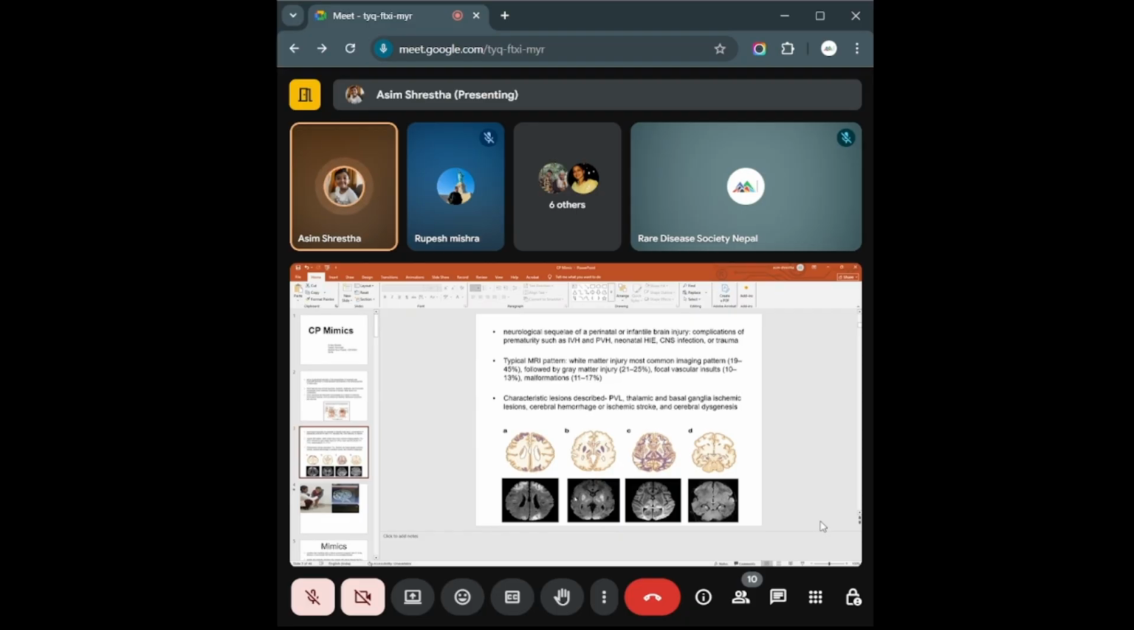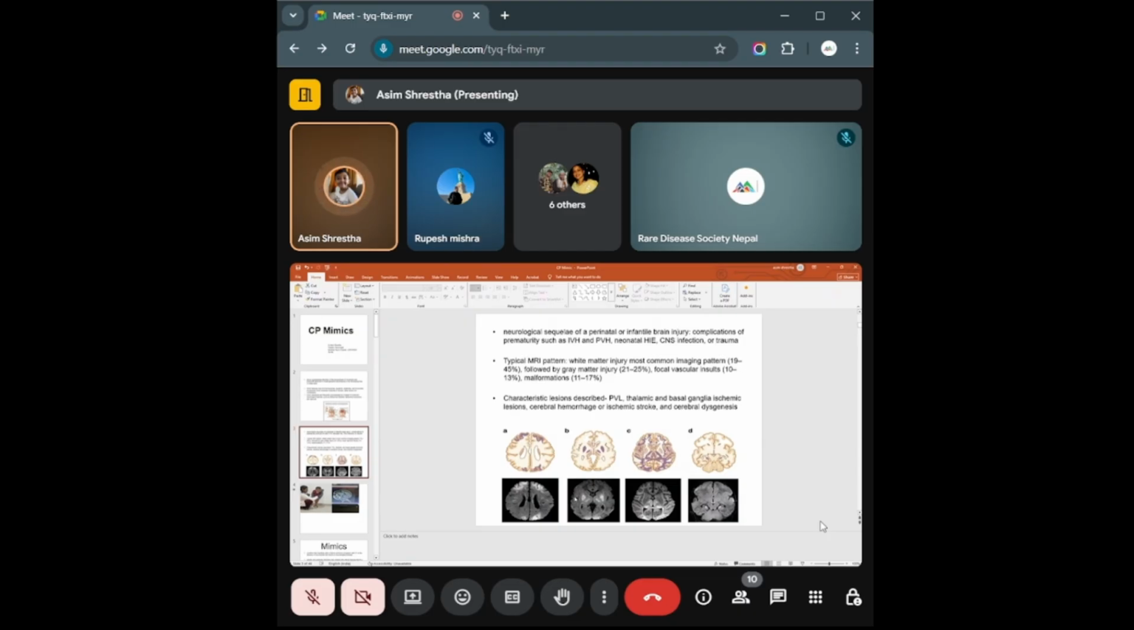And the typical MRI patterns. The tendency that we have is whenever there is a brain injury, we go for CT scan. But CT scans may miss the typical MRI features that are seen in cases of cerebral palsy. The predominant MRI picture in patients with cerebral palsy is seen in the white matter. White matter injury is the commonest, with periventricular leukomalacia being the commonest one, seen in 19 to 45% of the patients, followed by gray matter injury in 21 to 25%, focal vascular insults in 10 to 13%, and malformation in 11 to 17% of the patients.